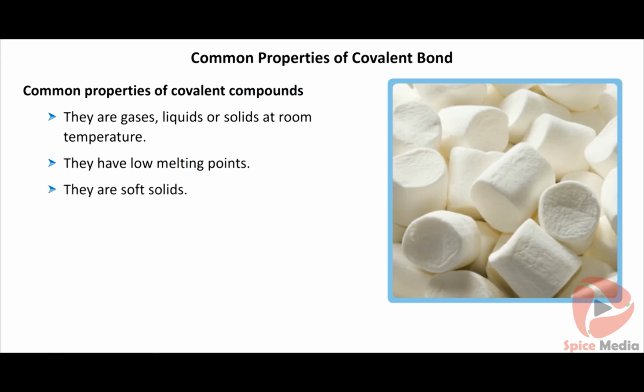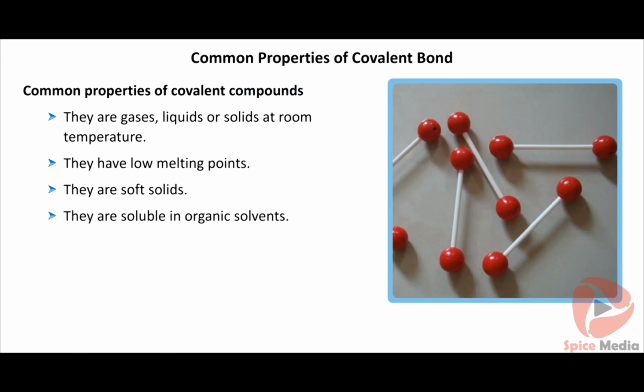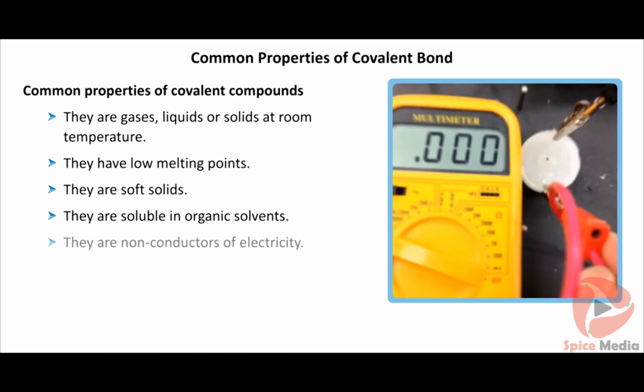They are soft solids. A molecular layer in the crystal easily slips relative to adjacent layers, thus the crystals are easily broken. They are soluble in organic solvents. These compounds readily dissolve in non-polar solvents like toluene, benzene, etc. The solvent molecules easily overcome the weak intermolecular forces of attraction. They are non-conductors of electricity. Since there are no plus and minus ions in covalent molecules, they are not capable of conducting electricity in molten state or in solution state.